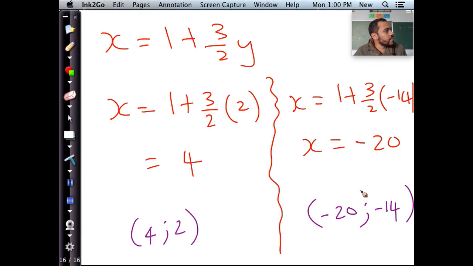Do you agree? Wait, is it 14? I think 14 is first. No, 14 was a y value that we solved for. And it was negative 20 on the x.